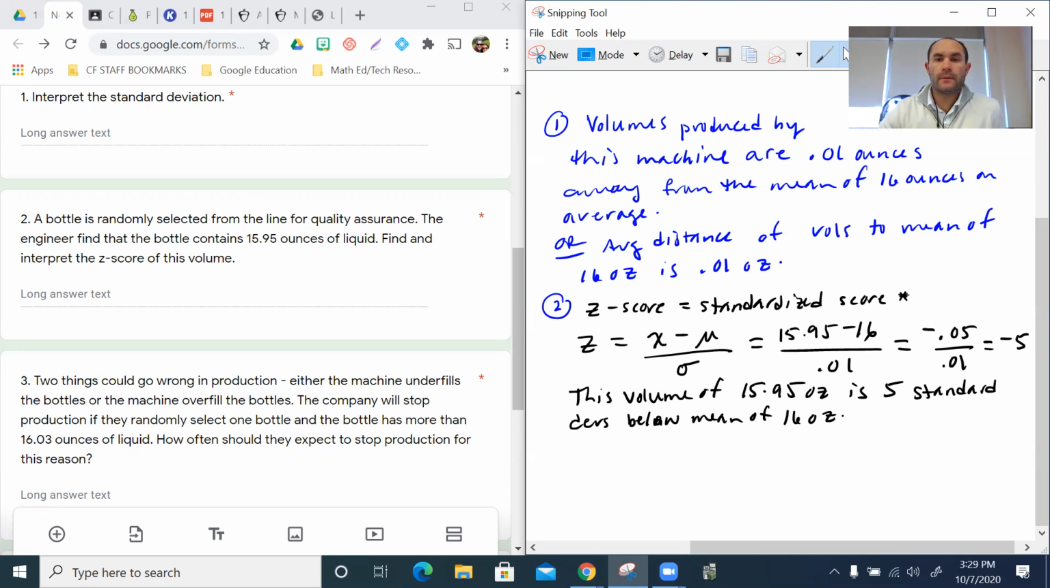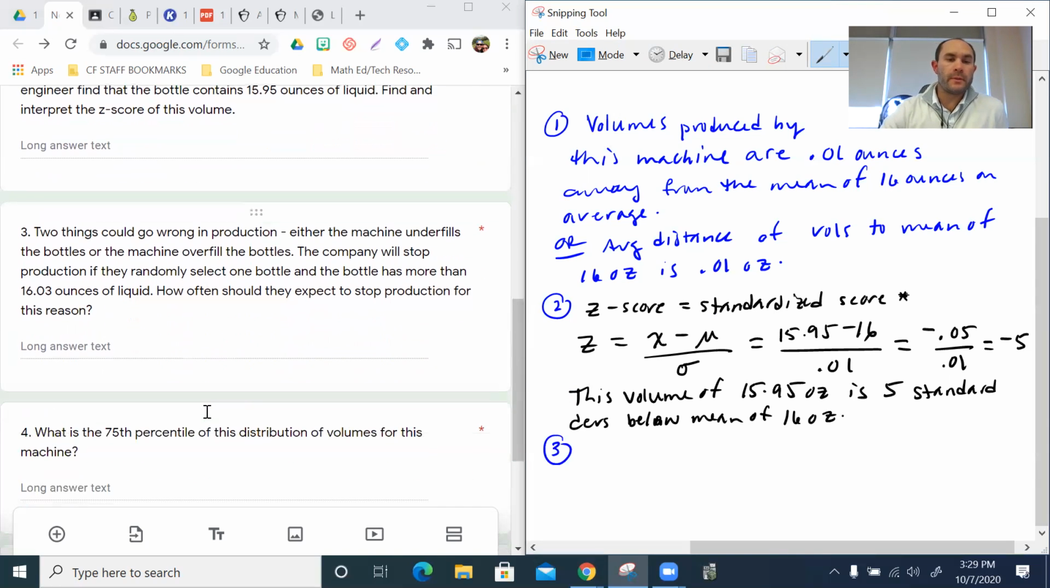Number 3, two things could go wrong in production. Either the machine underfills, which would be bad because then they are marketing a 16-ounce bottle and it doesn't actually have 16 ounces on average. They could get sued. Or the machine is overfilling. In other words, they're losing out on money because they're putting too much product into their bottles. So there's 2 ways to shut the process down.